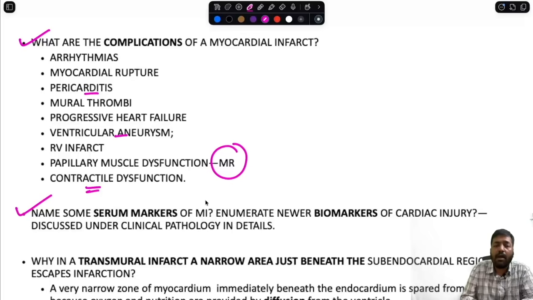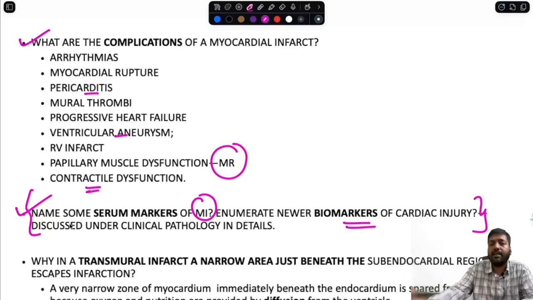Name some serum markers of MI, enumerate the newer biomarkers of cardiac injury. So remember, we are not discussing this because it has already been discussed in the clinical pathology session, wherein we have discussed them in detail. So we are not discussing them again over here. You might read it in your clinical pathology course as well. We are not discussing them, but this will be asked.